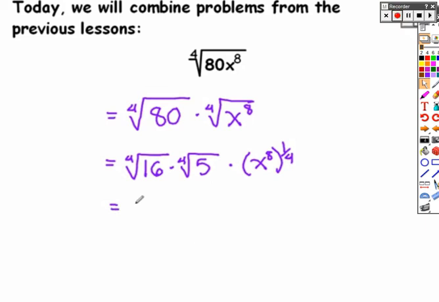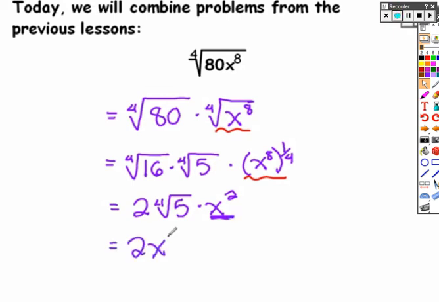So in the end, fourth root of 16 is 2. Fourth root of 5, that just stays. That would be a decimal. And then the fourth root of x to the 8th power, or x to the 8th to the 1/4 power, that would be just x squared. x squared times itself 4 times, x squared times x squared times x squared times x squared, would give you x to the 8th. So your answer then should be 2x squared times the fourth root of 5.